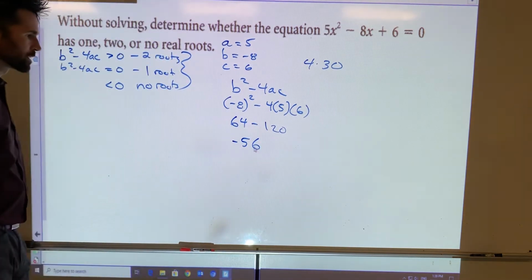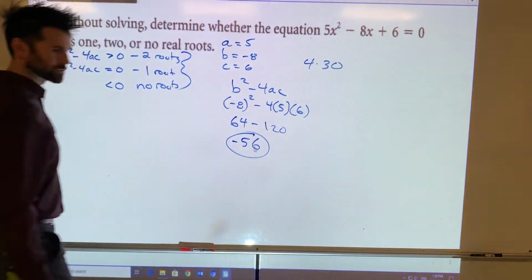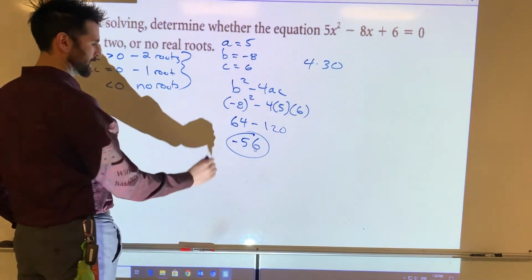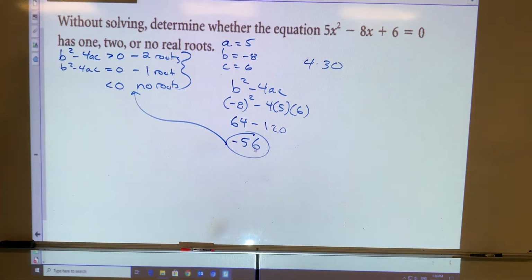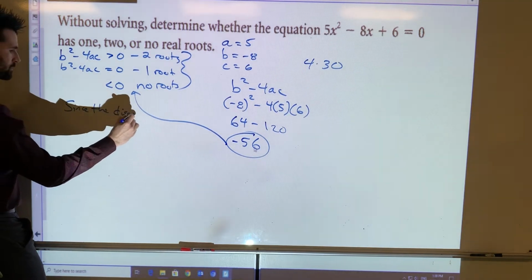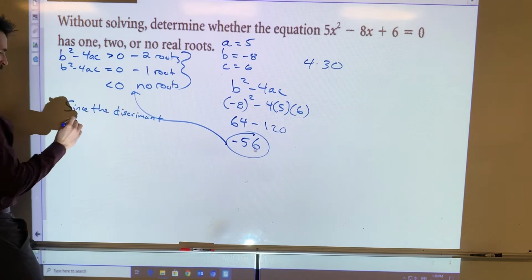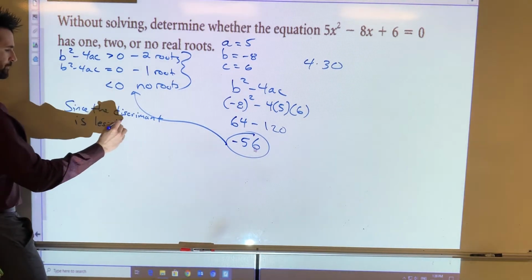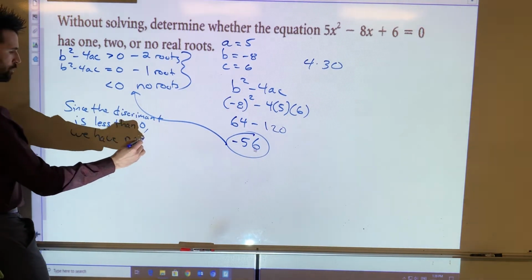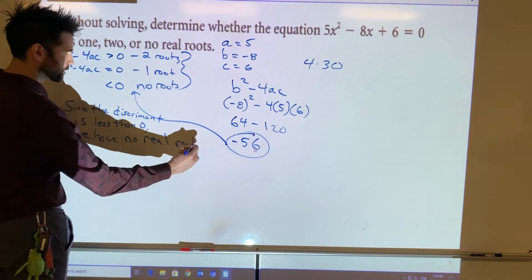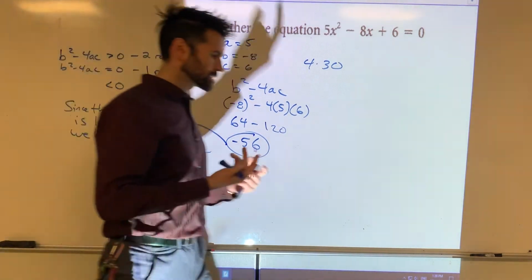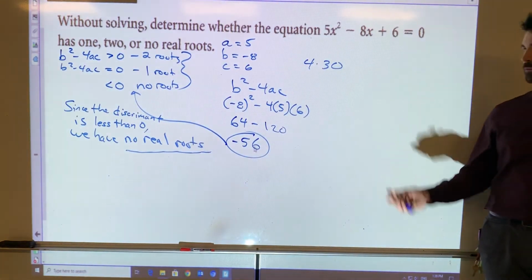All right, so what's our conclusion? Our discriminant is -56. So when we do the quadratic formula, we'll get the square root of -56, which we can't do. So here we are, no roots. You would say, since the discriminant is less than 0, we have no real roots. And you're done. On our test, you can get a couple of questions on this, so you might get one like this.